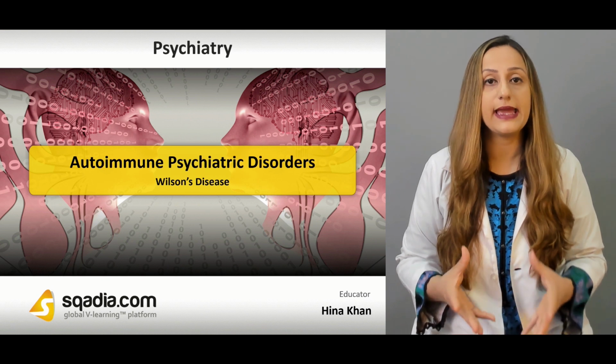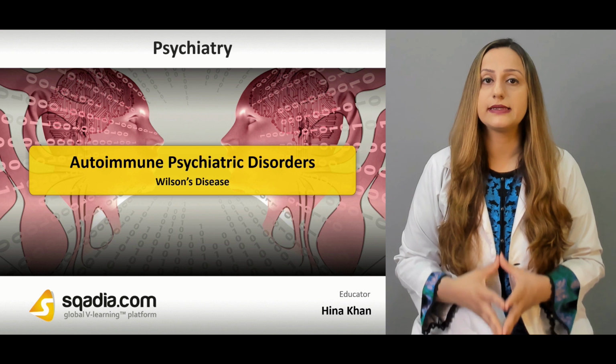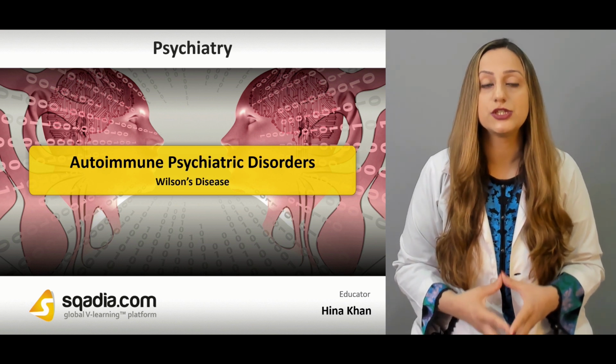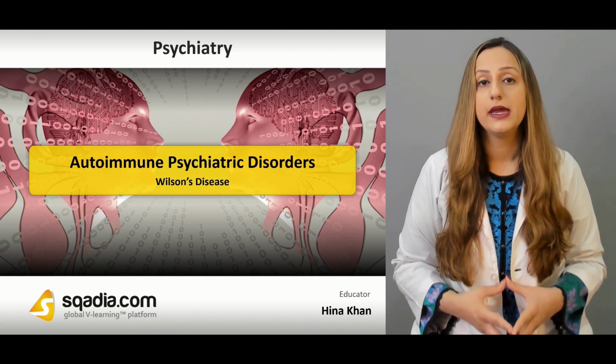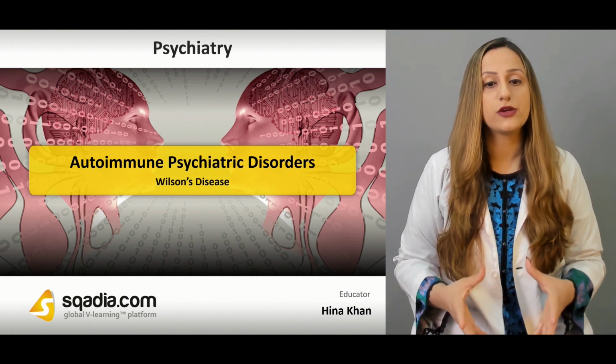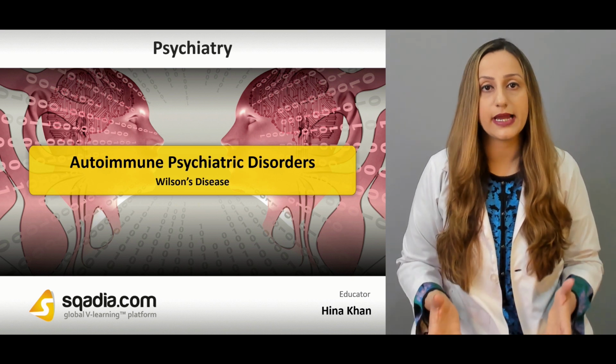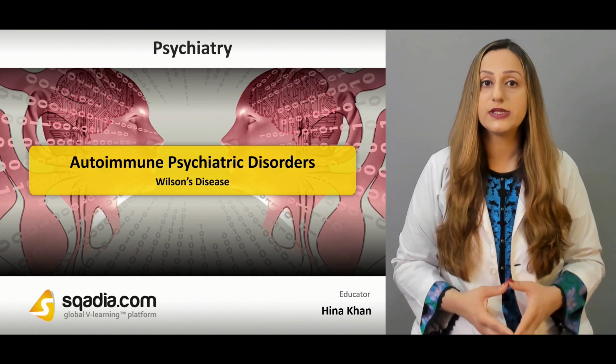But what basically happens over here is it has its psychiatric complications and its physical complications due to the deposition of copper in the different organs of the body. So this is one of the disorders that can be seen, and it has its neuropsychiatric complications again. So we're going to summarize this Wilson's disease.